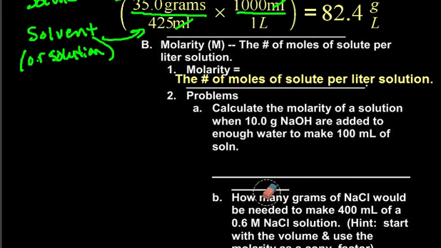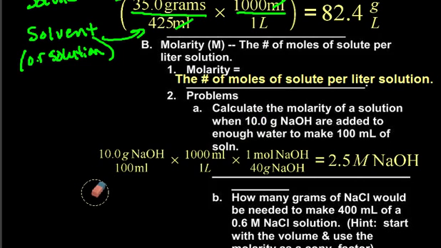So we're going to calculate the molarity of a solution when 10 grams of sodium hydroxide are added to enough water to make 100 milliliters of solution. All right, so 10 grams. This is not moles. This is in grams. So we are going to need to convert to moles. And this is how we do it. We take 10 grams and we divide it by our solution. So it's always solute over solution.